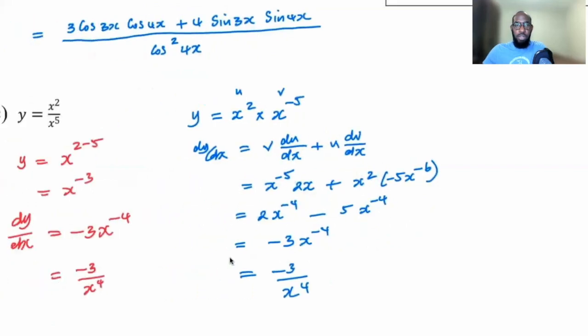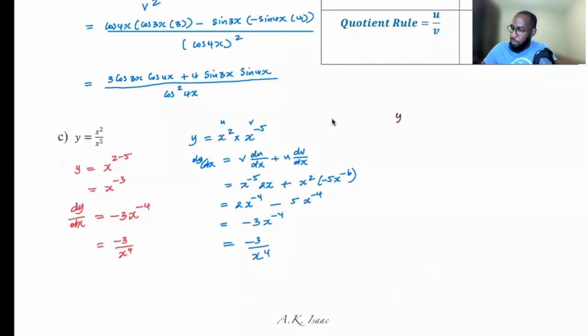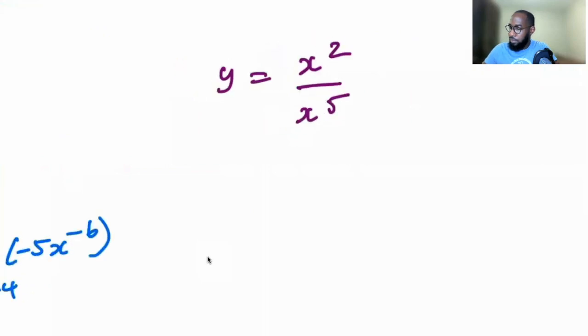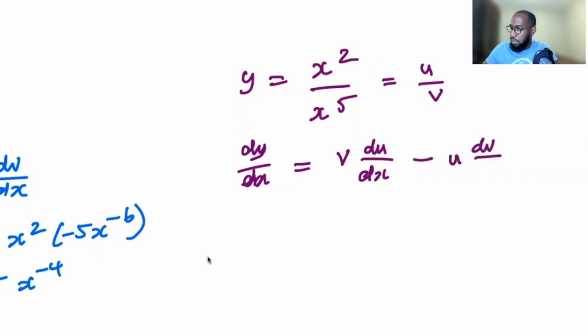I can also use, from this, I could also use the quotient rule. So we have y is equal to x squared divided by x to the power 5. Mind you, you're supposed to get the same answer. So here we have u divided by v. dy/dx is equal to v du/dx minus u dv/dx, and that is all over v squared.